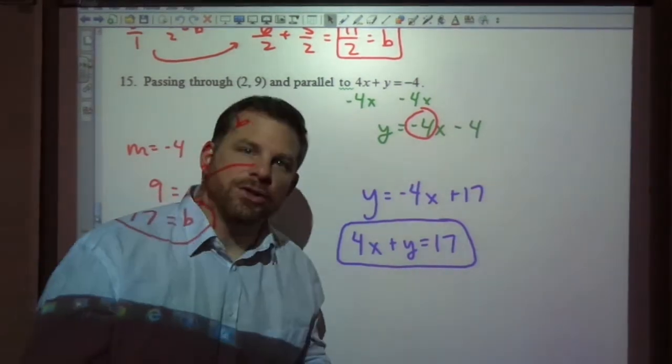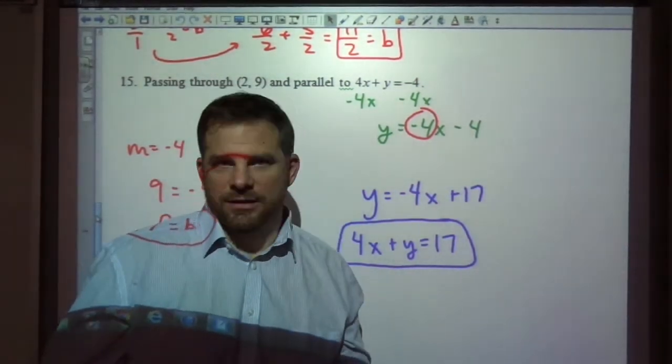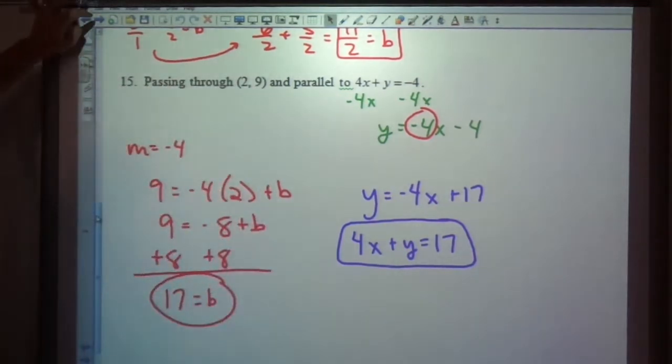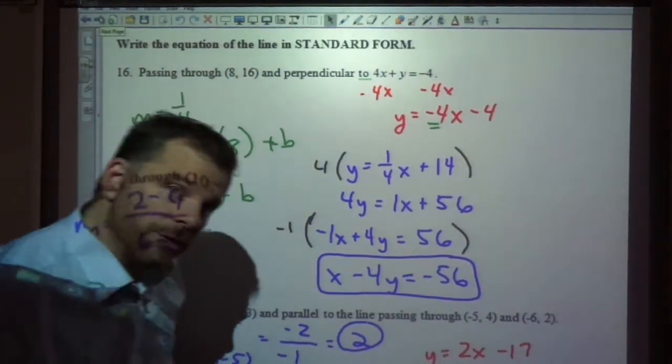Pause the video now and try page 3 all by yourself. See if you can do it, then turn it on to check. Page 3, action.